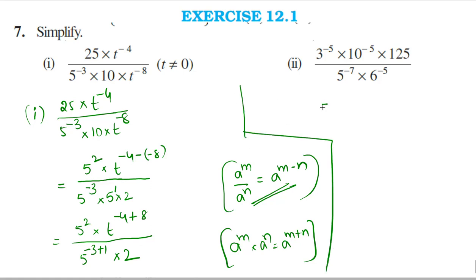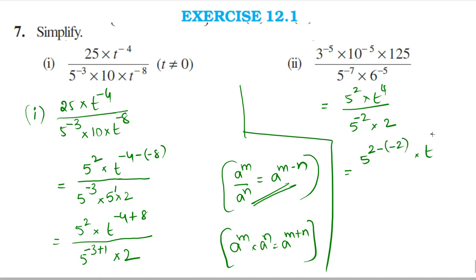Now this is equal to 5 square into t to the power of minus 4 plus 8, which means 8 minus 4, which is equal to 4, divided by 5 to the power of minus 3 plus 1, which means minus 2, then times 2. That is equal to, you observe here these two, this is a to the power of m by a to the power of n, so a to the power of m minus n. So that means 5 to the power of 2 minus this minus 2.